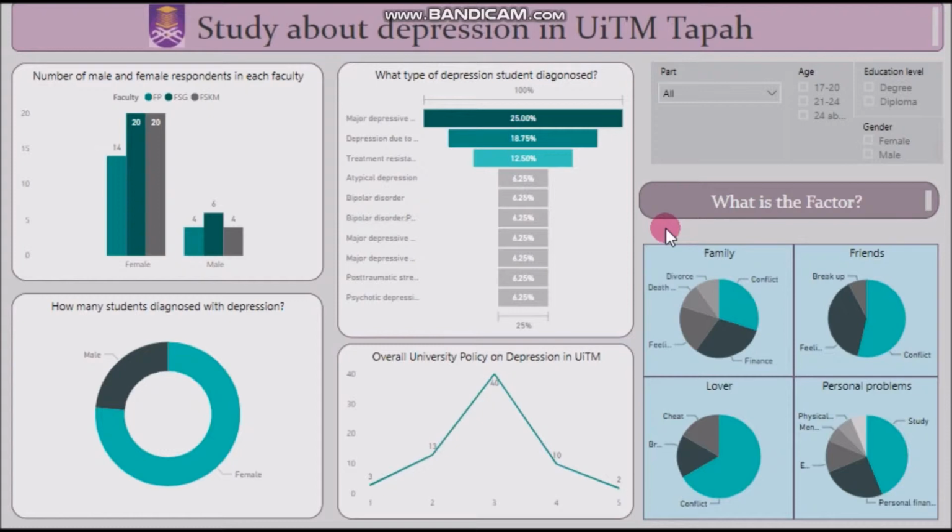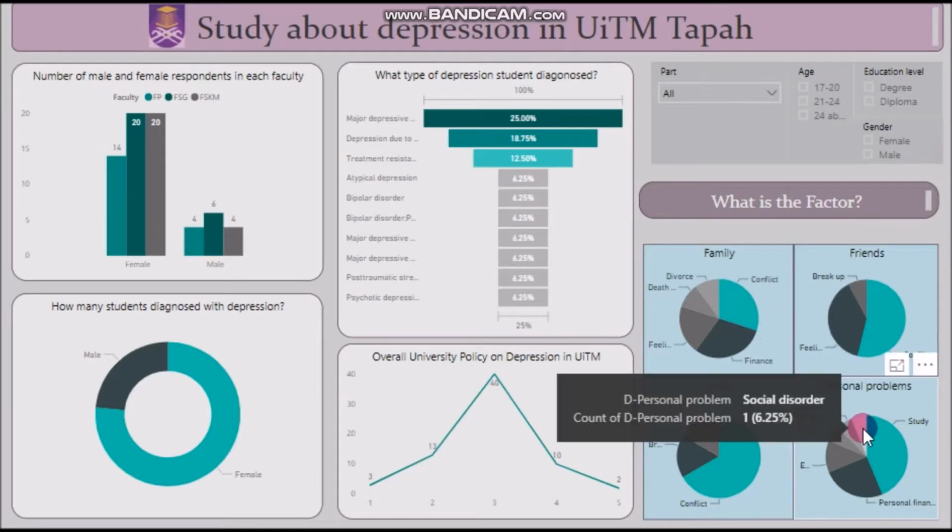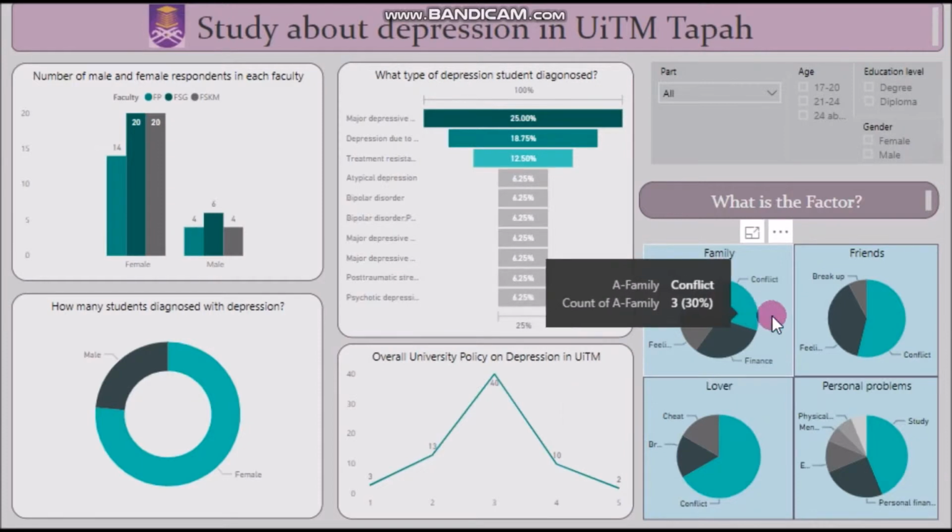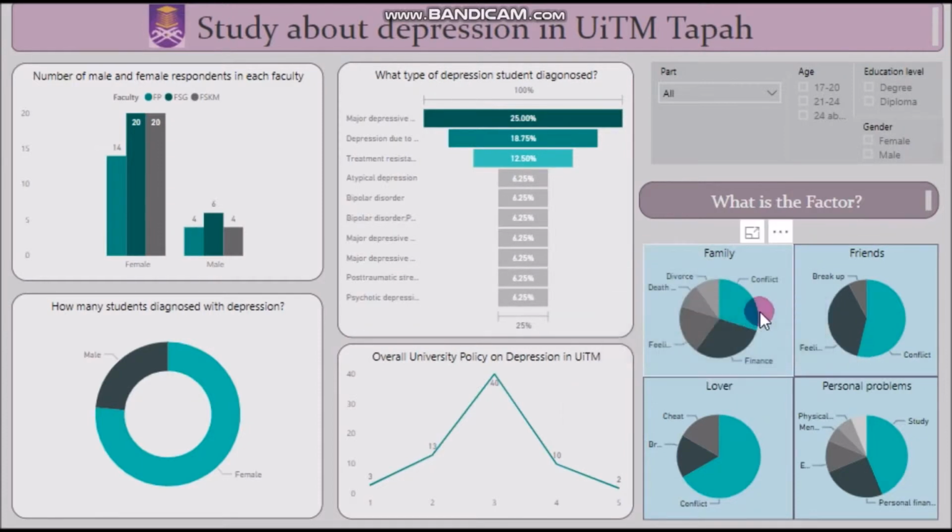So next is the factor of depression. We use a pie chart to display the data from 4 factors, which are family, friends, lover, and personal problems. The turquoise color for each factor shows the highest percentage. So let's see the graph one by one.